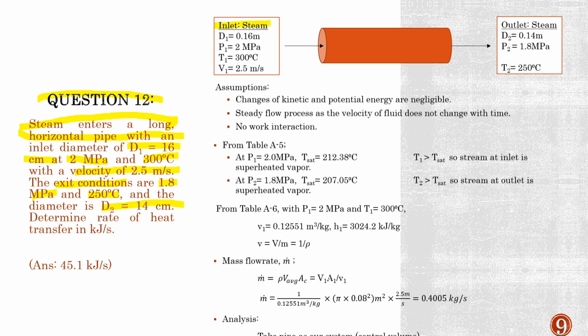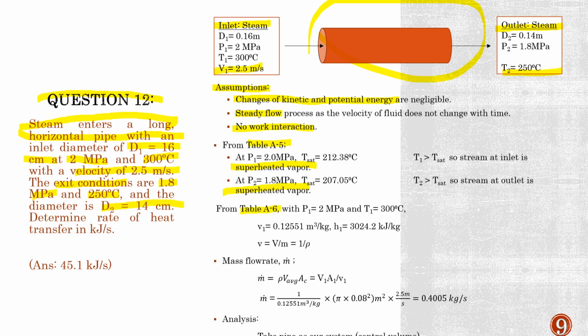So now a lot of information is given, so we can make assumptions first. The kinetic and potential energy are negligible, and the steady flow is inside the pipe, and there's no work interaction because there are no devices. So by using Table A5, which is the saturated water pressure table, we can find that the inlet steam and outlet steam are superheated vapor, using the pressure.